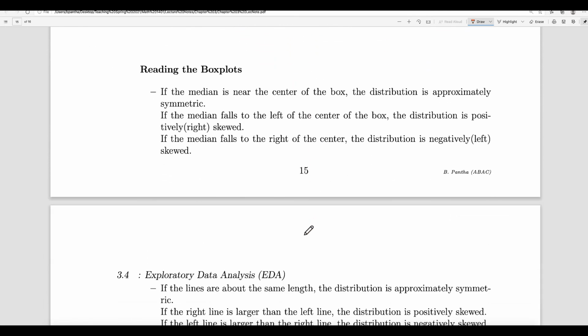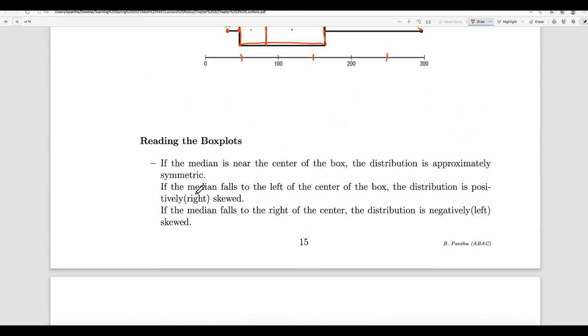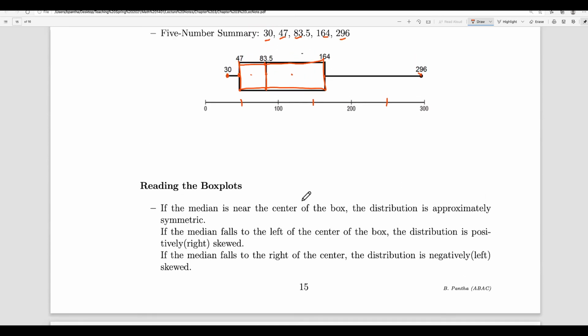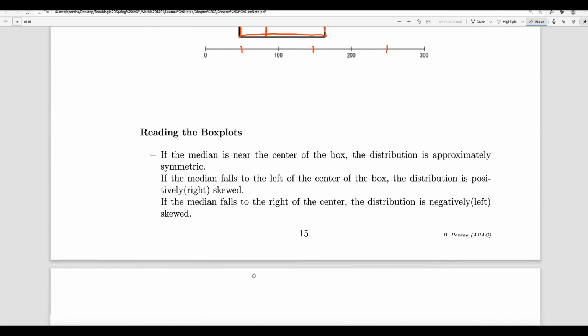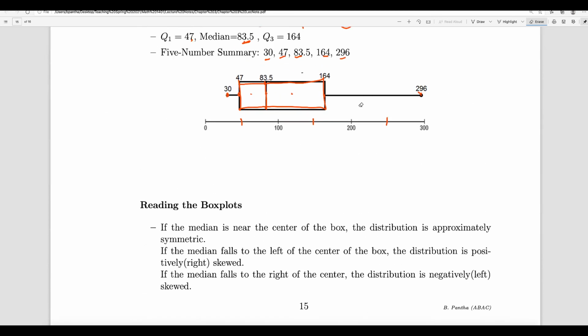If the median is near the center of the box, the distribution is approximately symmetric. If the median falls on the left of the center, then the distribution is positively skewed. Because the center will be somewhere here, right? You see that? So the median is on the left side of the center, so it will be right skewed or positively skewed. If the median falls to the right side of the center, then the distribution will be negatively skewed. Also, if the lines are about the same length, the distribution is approximately symmetric. That is another way.